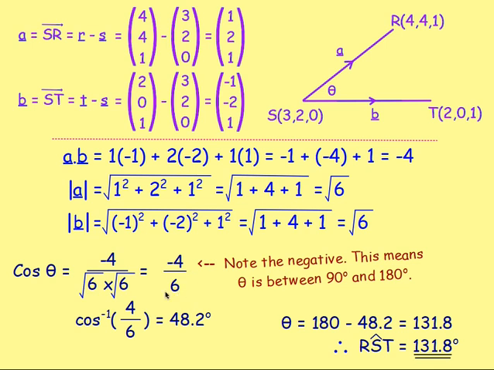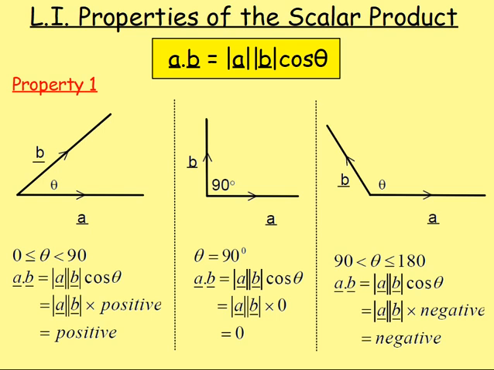Work out the size of the acute angle. Do cos to the -1 of just 4/6. Ignore the negative and you get 48.2. From there, to work out the size of the angle, well, that's the acute angle, so do 180 minus that and you get 131.8 degrees. The last lesson was looking at the properties of the scalar product.